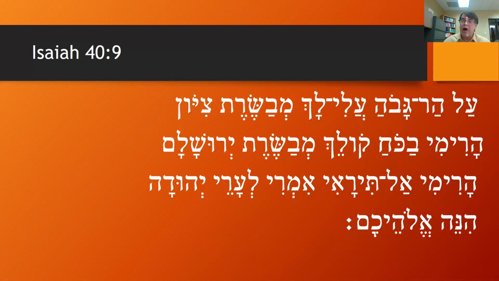Get thee up into a high mountain. O thou that tellest good tidings. So thou that tellest good tidings is all from this one word, mevaseret. Mevaseret is thou that tellest good tidings. Now, I just realized looking at the Hebrew here, I think the song gets it wrong. Handel's Messiah is, O thou that tellest good tidings to Zion.